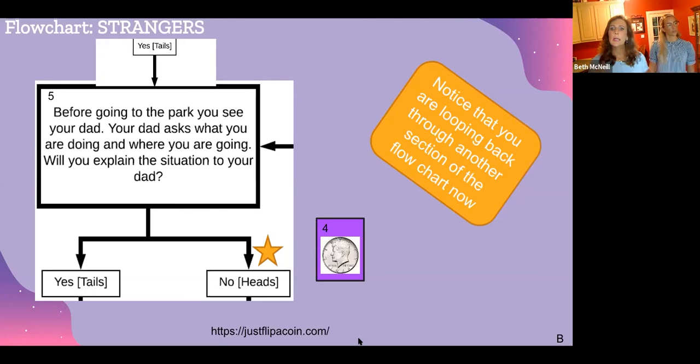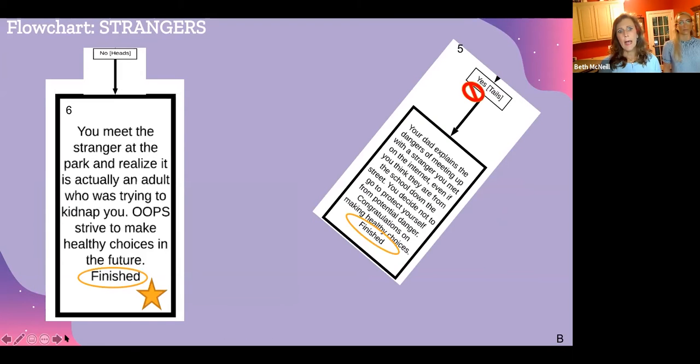If you're looking at your stranger's flow chart, you'll notice that now that we're on heads, it's going to loop me back into the flow chart to analyze more decisions. So I decided not to tell my dad. And now I meet the stranger in the park and I realize it's actually an adult who's trying to kidnap you. Oops. So strive to make healthier choices in the future as you're finished.